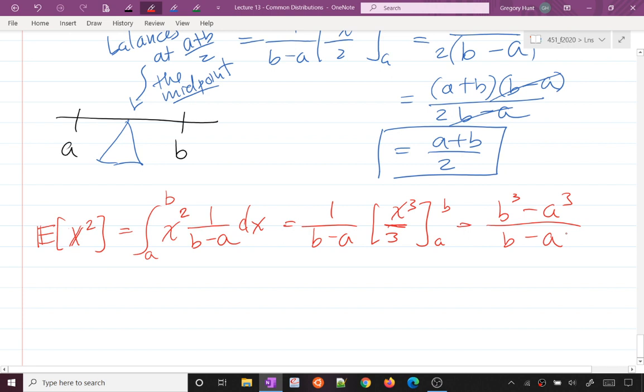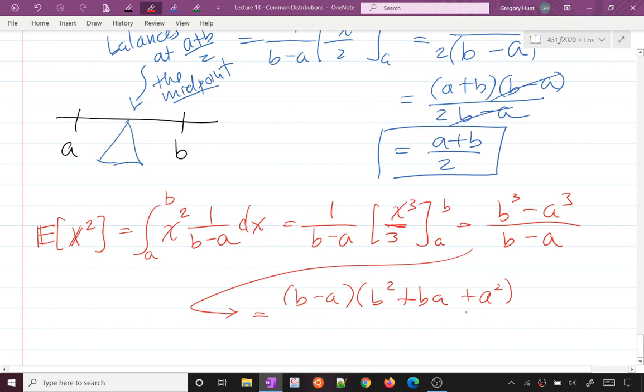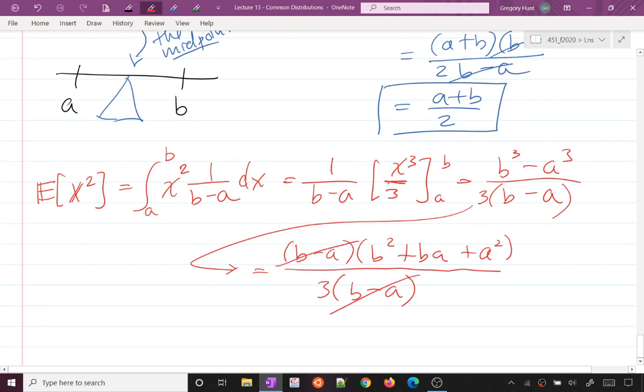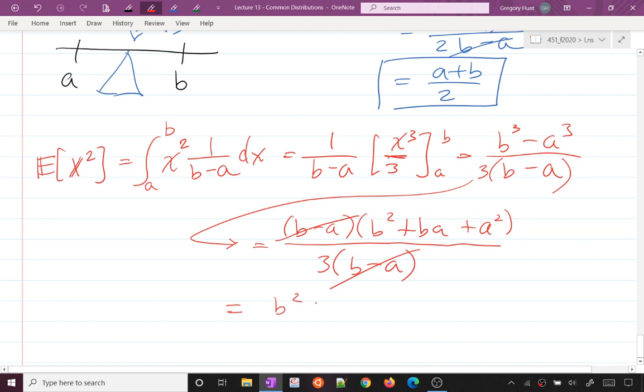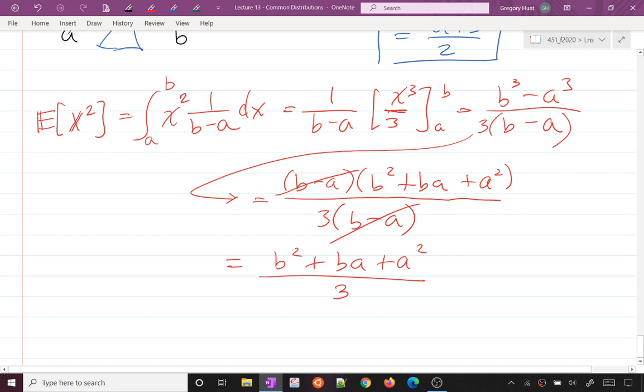Does that seem right? Although you probably don't remember the formula for cubes, you can write a difference of cubes, b cubed minus a cubed, as b minus a times b squared plus ba plus a squared. And the reason, whoops, we're forgetting our 3 in the basement here. The reason, obviously, we want to do that is we can get some cancellation. It's not the prettiest formula. It's b squared plus ba plus a squared over 3. But that's just the second moment, right?